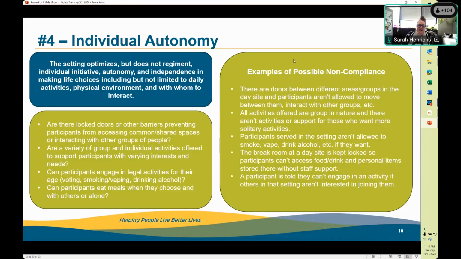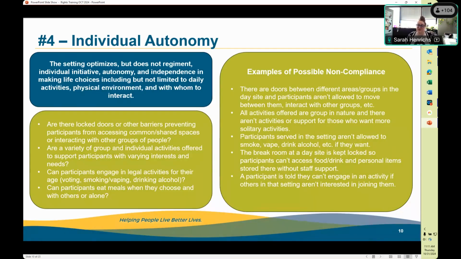The setting optimizes but does not regiment individual initiative, autonomy, and independence in making life choices, including but not limited to daily activities, physical environment, and with whom to interact. So exploratory questions here. Are there locked doors or other barriers preventing participants from accessing common and shared spaces or from interacting with different groups of people?